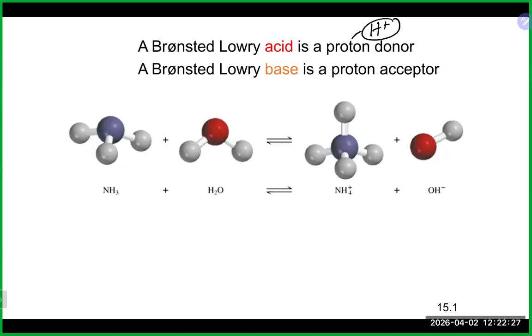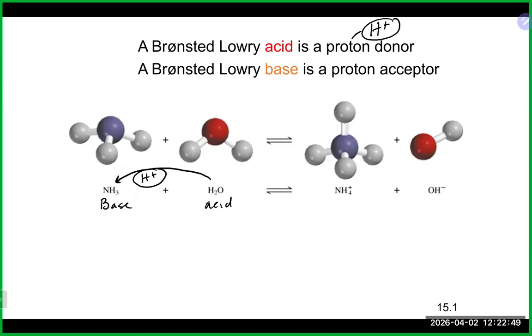a proton. So in this particular case, NH3 is our base, as I mentioned before. Water here is going to act as our acid, and that means water is going to send the proton over to the other side. When it does so, it will create on this side NH4 plus and OH minus.